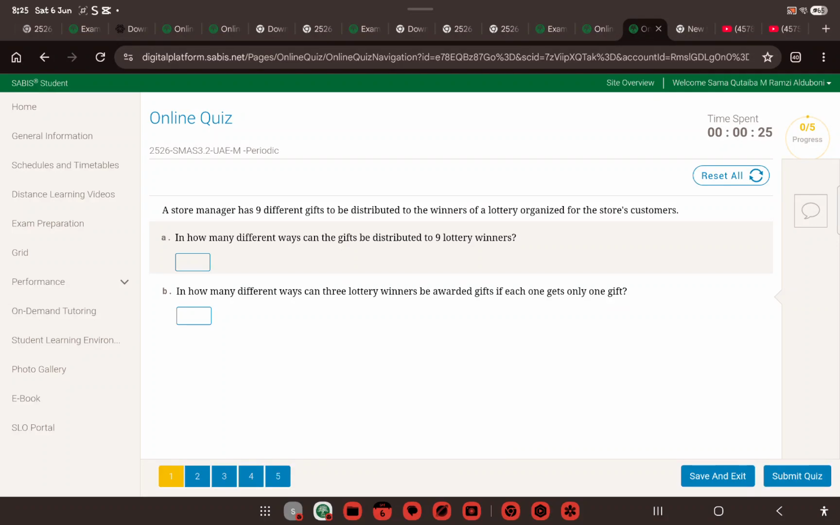I'm going to solve statistics section 3.2, so let's begin. This quiz is about permutations, since combinations is not included in the final exam.